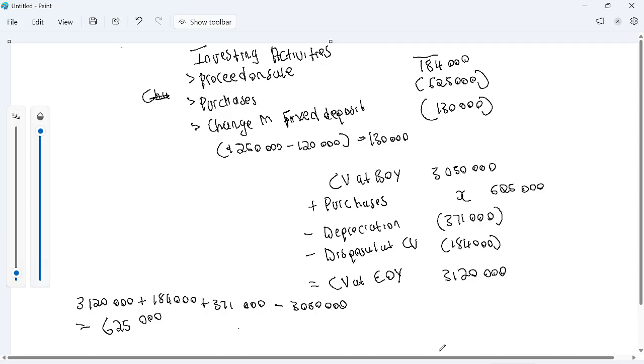Now our total, what you have to get is total investing activities. So you're gonna say your negative 130 minus 625 plus 184,000. So therefore I'm getting negative 571,000. So therefore that's an outflow, right?